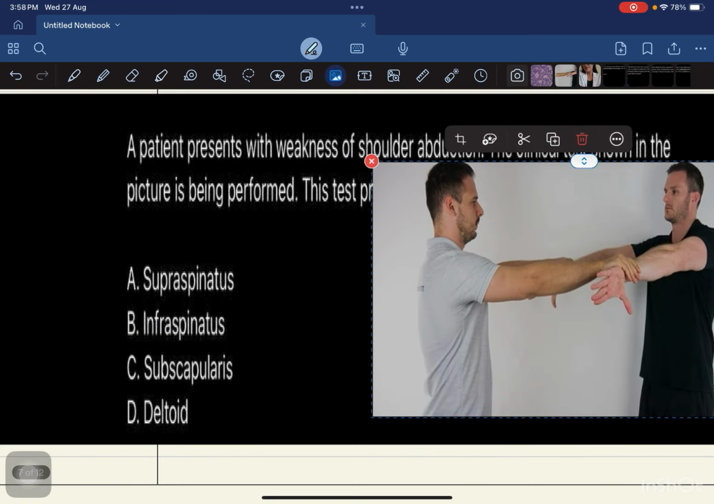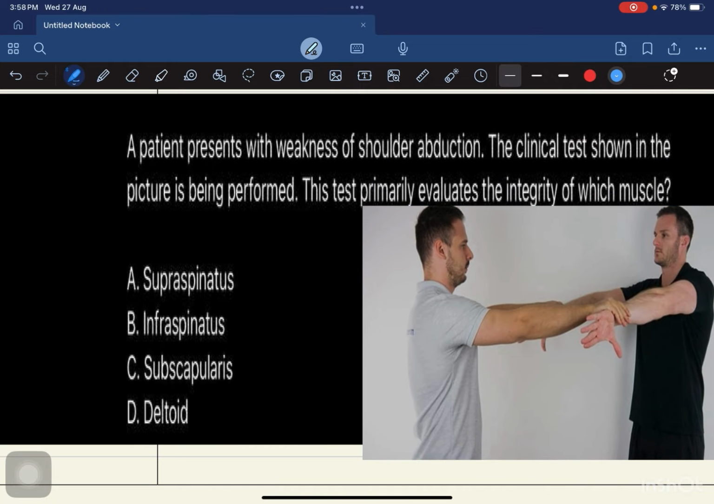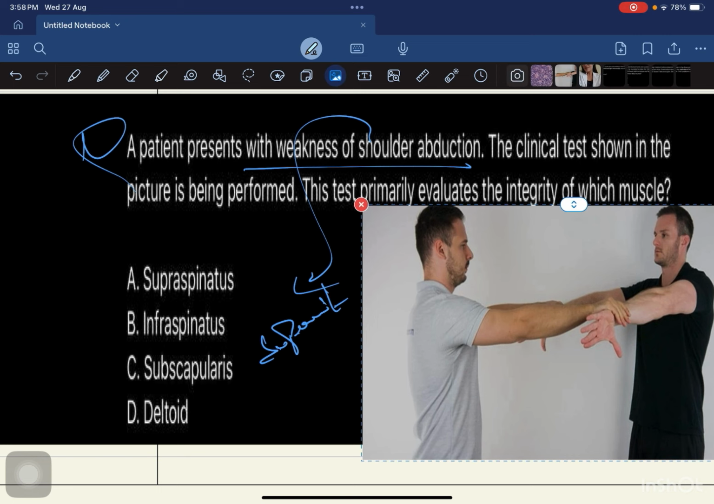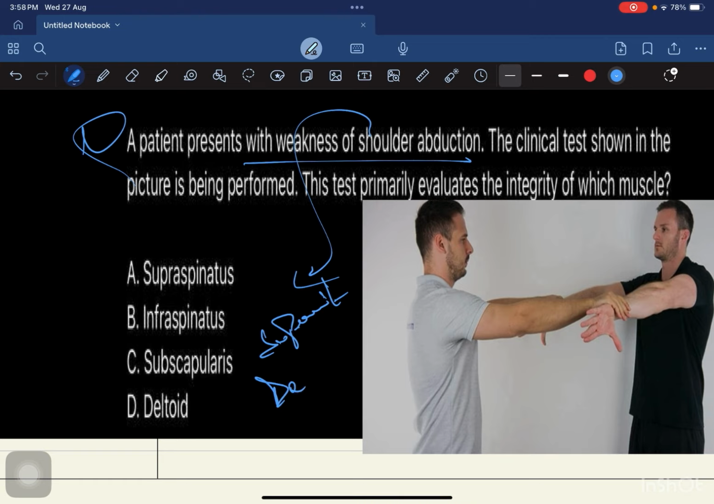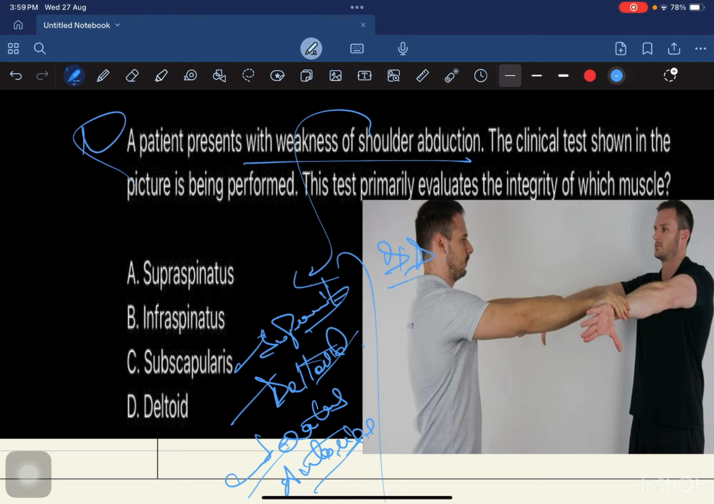Then moving to the next question. The next question says that the patient presents with weakness of shoulder abduction. Now for shoulder abduction, we know the muscles involved are supraspinatus, then deltoid for 15 to 90 degrees, supraspinatus for initiation, and serratus anterior for overhead abduction. So these three muscles are involved here, and these three account for the differential diagnosis.